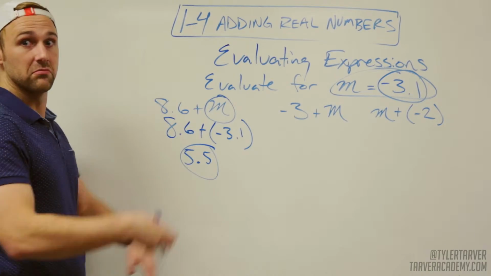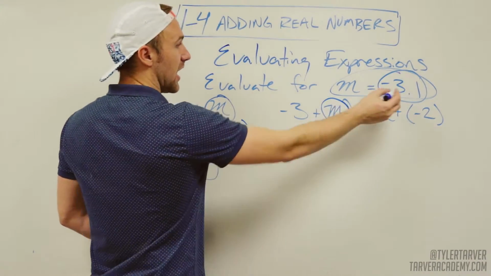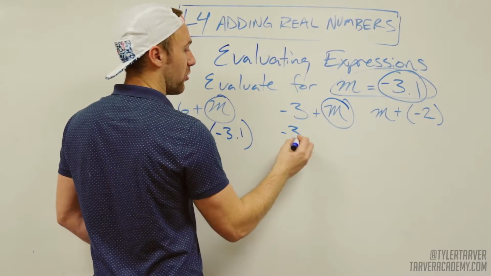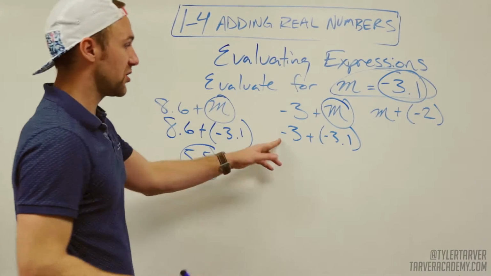So that's my answer. Moving on. Negative 3 plus m. I take where the m is, I replace it with exactly negative 3.1. So plus negative 3.1. Okay, I've got two negatives here.